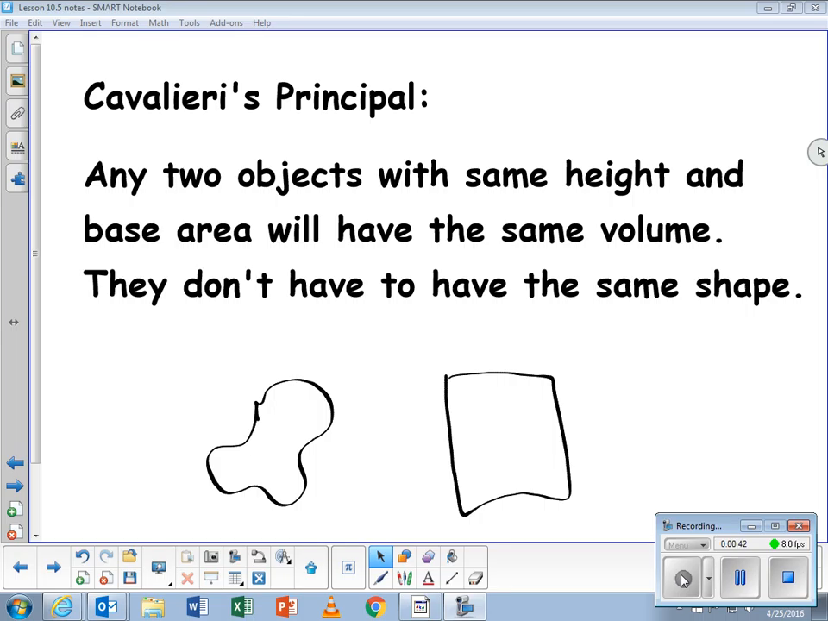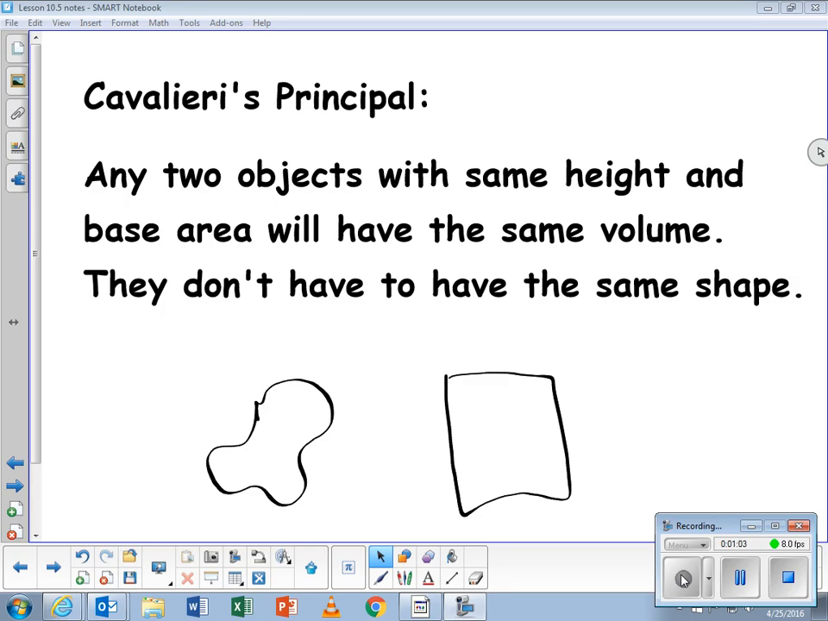Cavalieri's principle is pretty basic. It's saying that if two figures have the same base area and they have the same height, that they're going to have the same volume. They don't have to be the same shape.